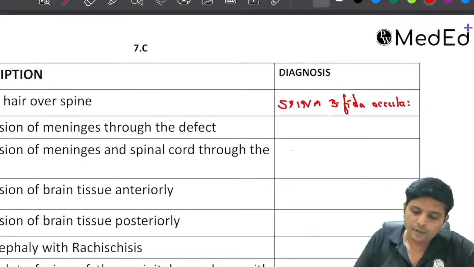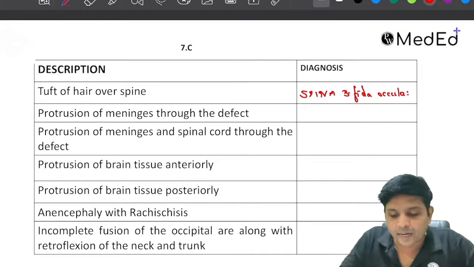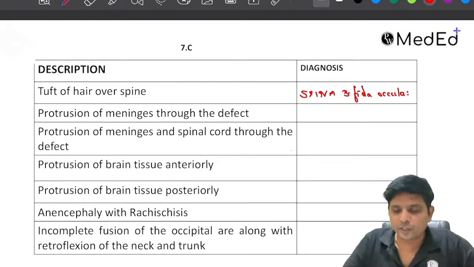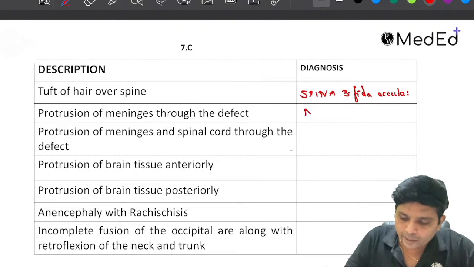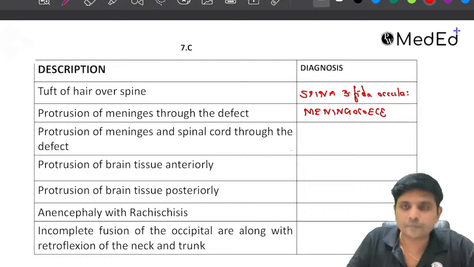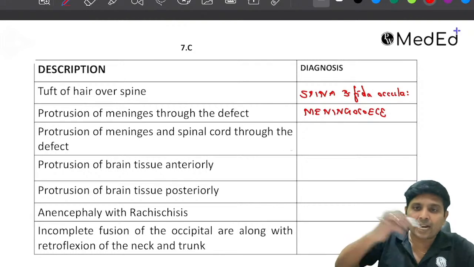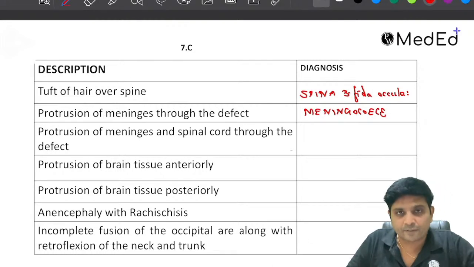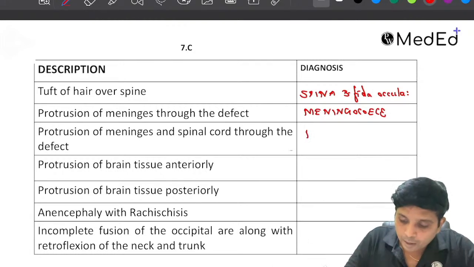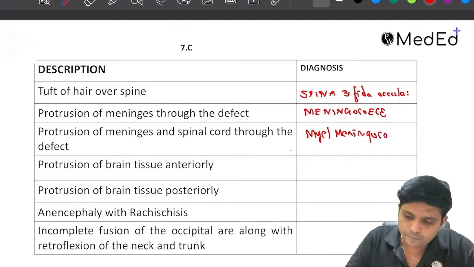When meninges only are protruding through the defect, then it is called meningocele. When there is protrusion of meninges as well as spinal nerves through the defect, it is called myelomeningocele.